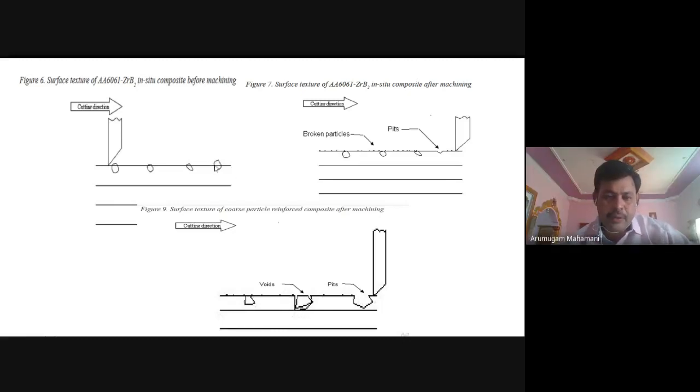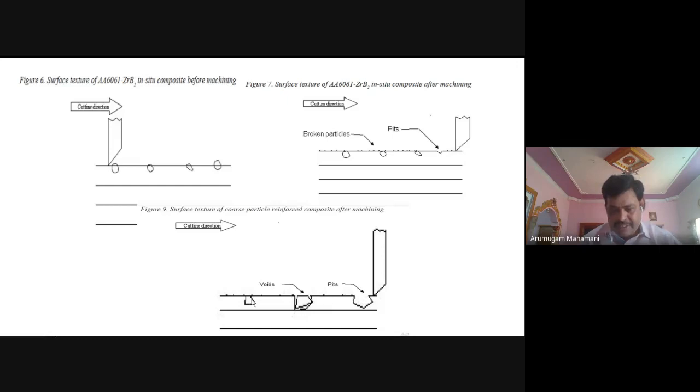So here you look at this. The particle projection is more than 50%. Whenever the cutting edge meets here, you will get pit formation. Even though pit formation occurs, it is of very low depth. So the surface roughness will not be affected because of this.